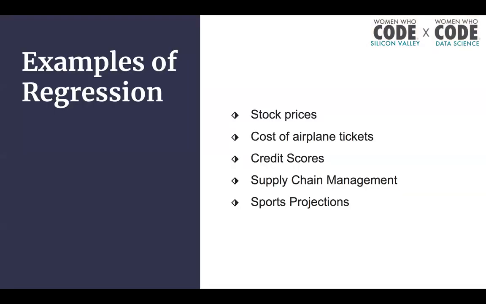Some examples of regression are being able to predict stock prices in the future, predict the costs of aeroplane tickets in the future, predict what a person's credit score would be based on their history, predict supply chain management, and make sports projections during big events and so on. So these are some examples, but there are a lot more examples of regression too.